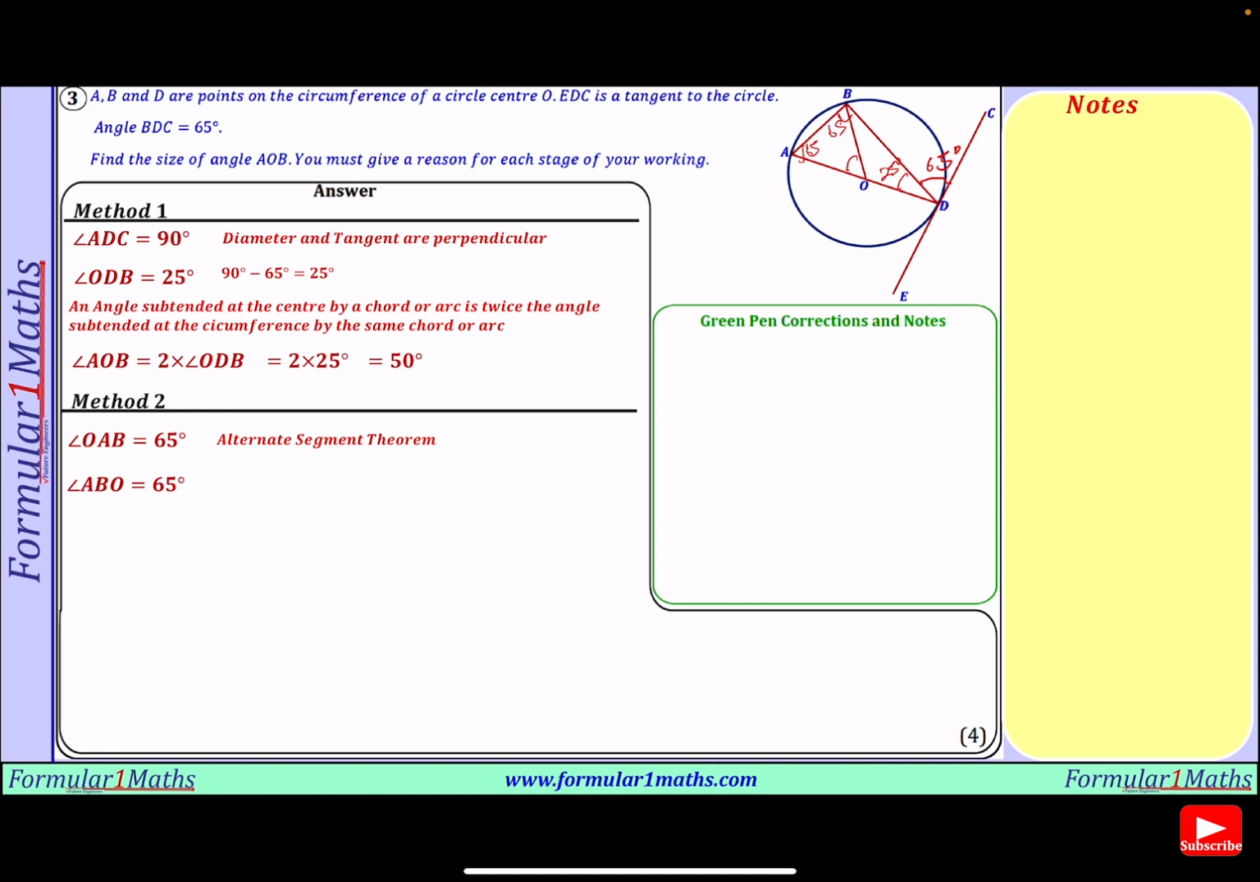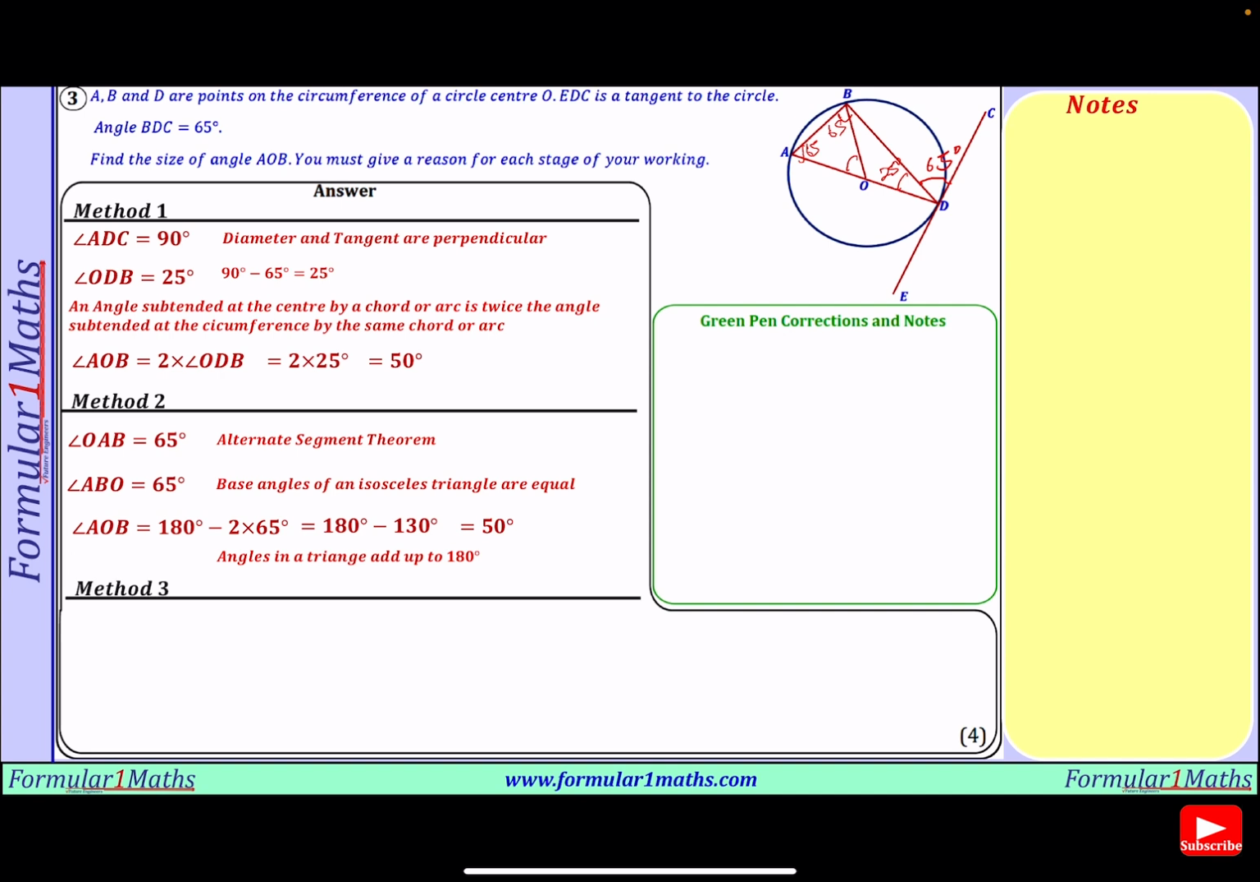And why is this 65? Base angles of an isosceles triangle are equal. So what I'm saying is this is an isosceles triangle because OA is a radius and OB is a radius. So same length, that makes this triangle an isosceles triangle. So these base angles are equal. Now I know that in a triangle, all the angles add up to 180. So all I can do to get this one here is to add these two and take it away from 180, and that's what I'm doing here. So if I do that, I'm going to get 50, and this is the same as the angle we got before. So that's method 2.